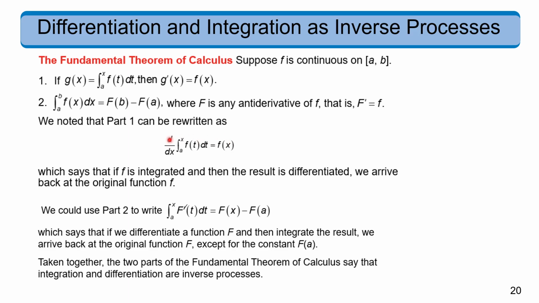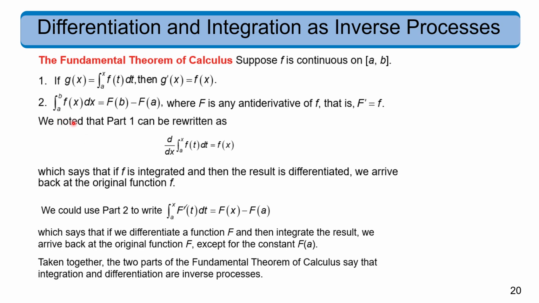So in other words, the derivative canceled out the integral. It undid what the integral did. And the order here is you first integrate and then take the derivative. The derivative and integral undo each other. We get f back. Now let's look at part 2.